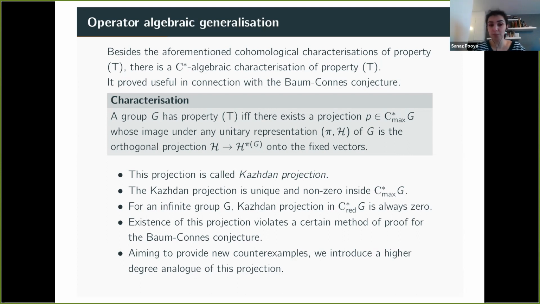Nevertheless, Baum-Connes has been proved for some property T groups via modifications of these proofs. So now, motivated by this phenomenon and aiming to provide more counterexamples to the Baum-Connes conjecture, in particular to the Coarse Baum-Connes conjecture, because there are counterexamples coming from property T, we would now like to see if one moves to higher degree, whether we can still produce counterexamples. We introduce a generalization, a higher notion of Kazhdan projections in higher degrees.